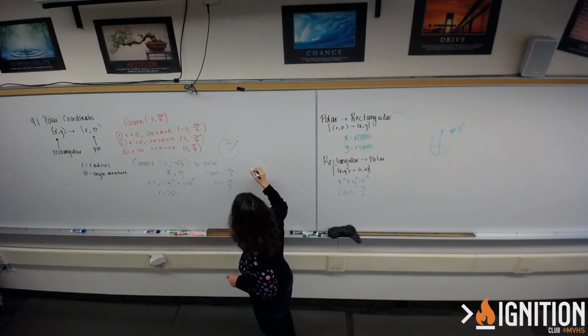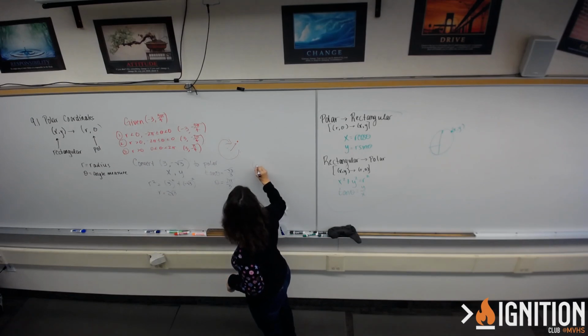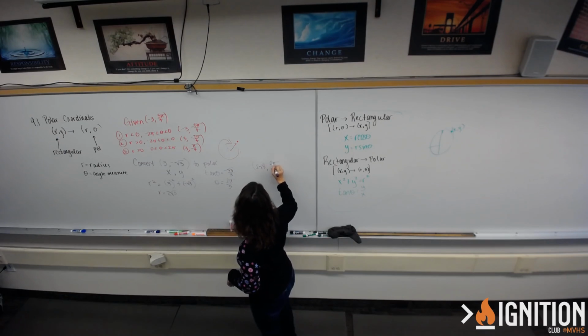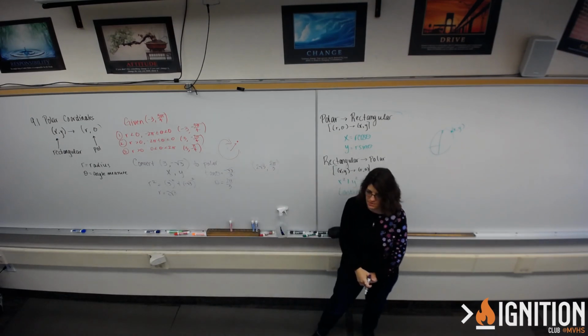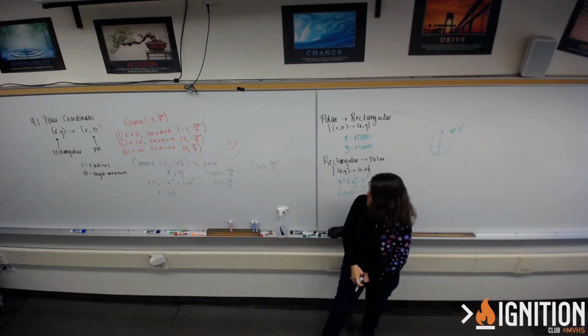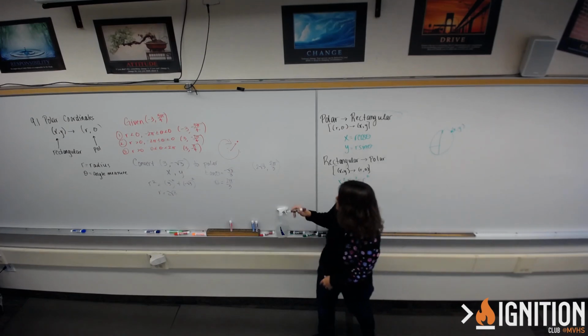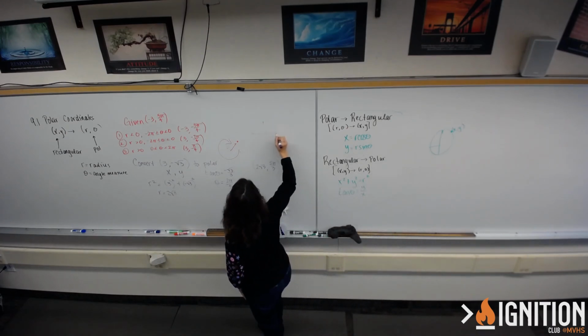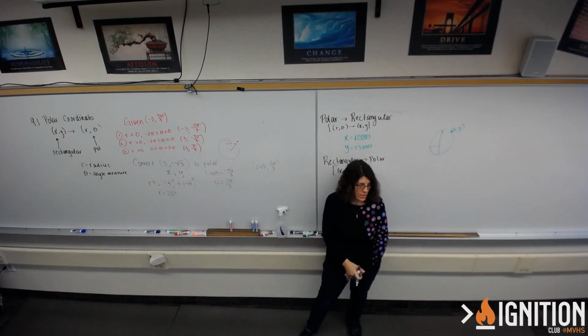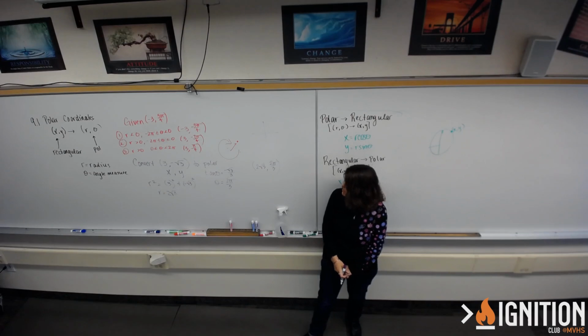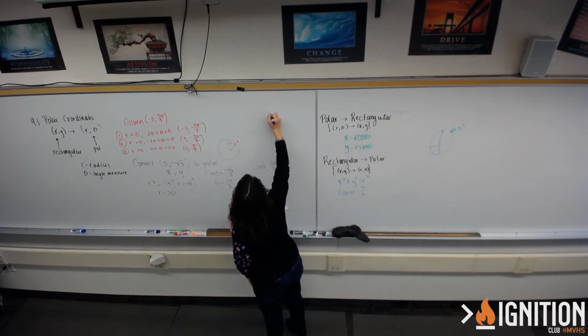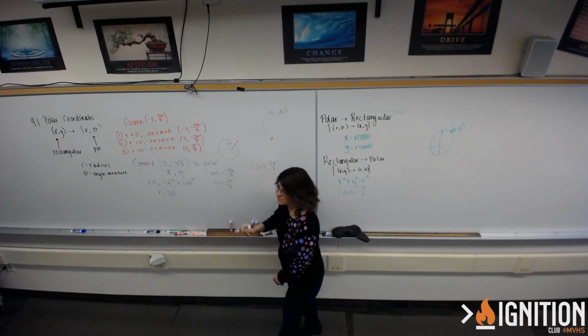Okay, so here's the problem. The radius is 2 root 3, and the angle is 2 pi over 3. Correct? Okay. In the regular Cartesian plane, the regular xy, where is (3, negative root 3)? It is in the 4th quadrant somewhere. Yes?